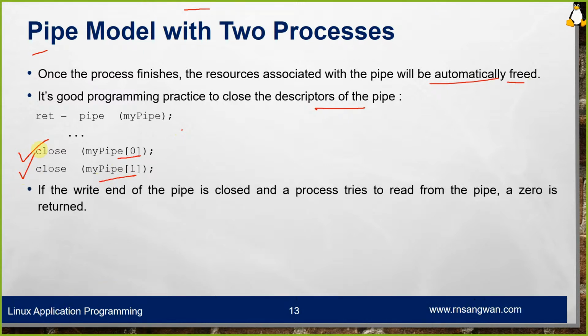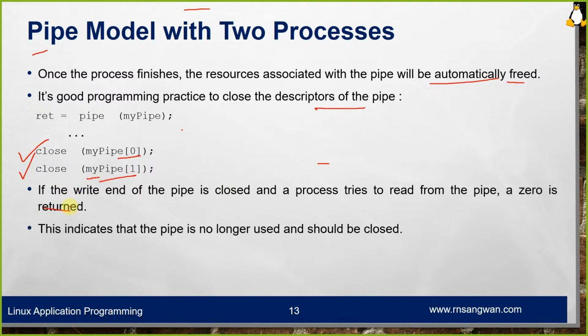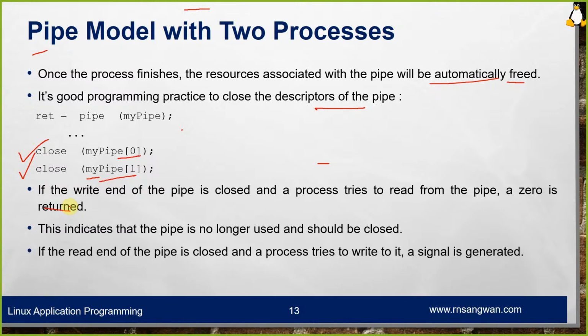If the write end of the pipe is closed and the process tries to read from the pipe, a 0 is returned. This indicates the pipe is no longer used and should be closed. If the read end of the pipe is closed and the process tries to write to it, a signal is generated. This signal is called SIGPIPE, that's called the pipe signal.